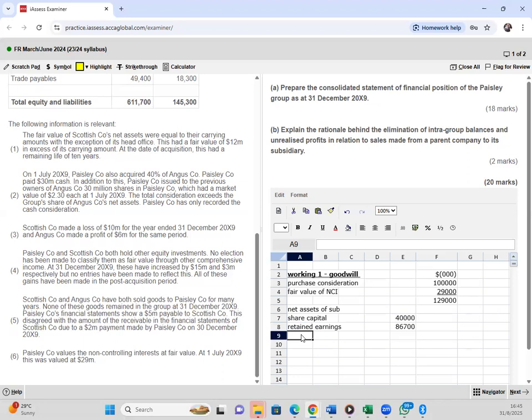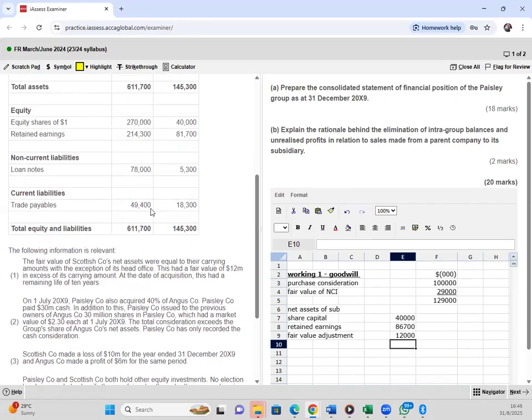Then from there, we are also told of the fair value adjustment. For the fair value adjustment, we are told that the fair value of net assets were equal to their carrying amount, except the head office, that's the building, an asset which had a fair value of 12 million in excess of its carrying amount. So the fair value adjustment in excess is positive. I think that's all.